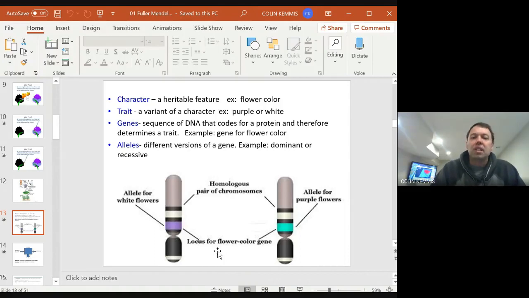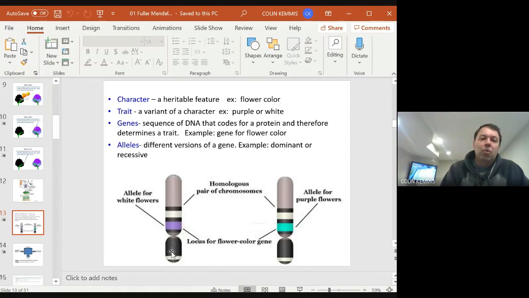A gene is any sequence of DNA that codes for a protein, which then gives you your trait. And then alleles are different forms of the gene, different versions. Usually there's just two forms of the gene. There's a couple traits that we'll study that have three forms of a gene, three different alleles, but most of them are just simple dominant recessive, two forms.